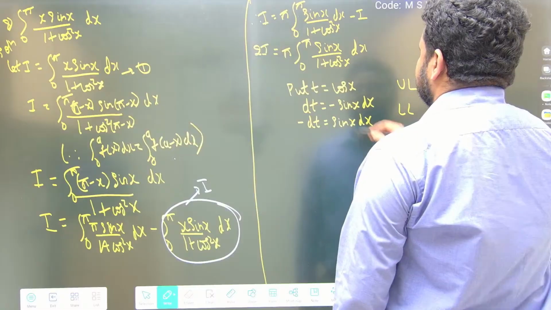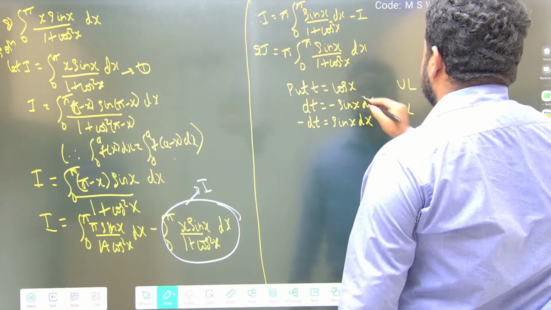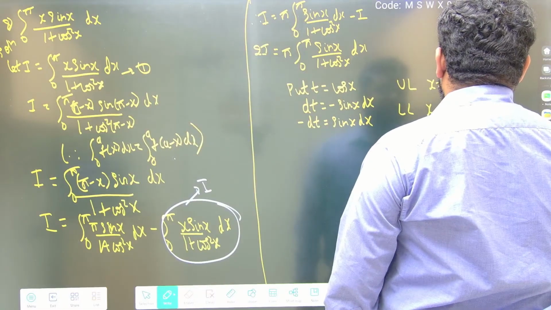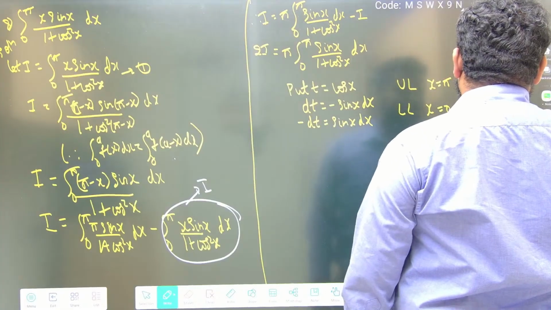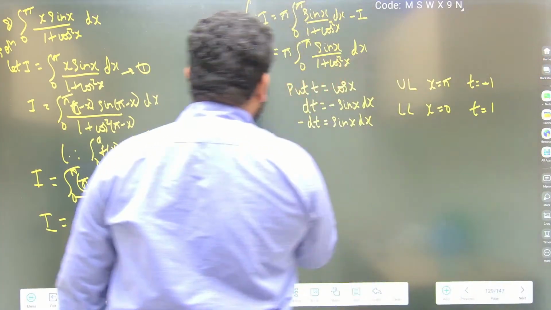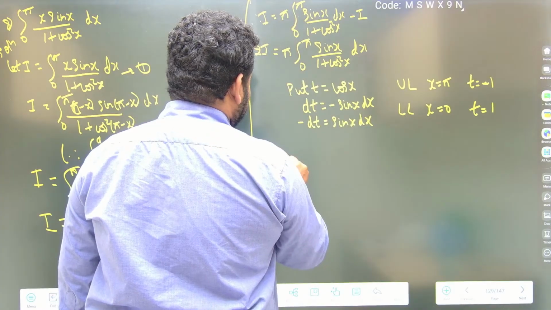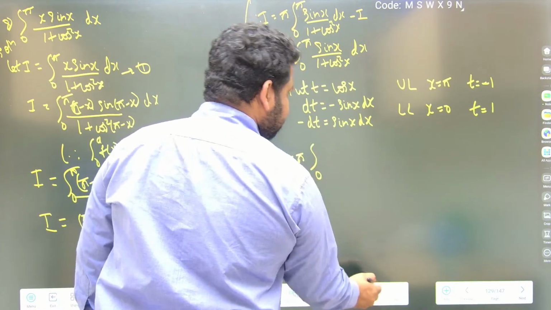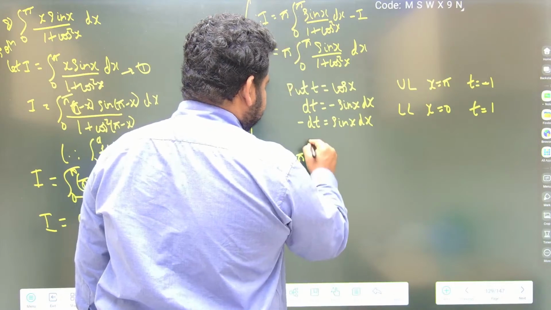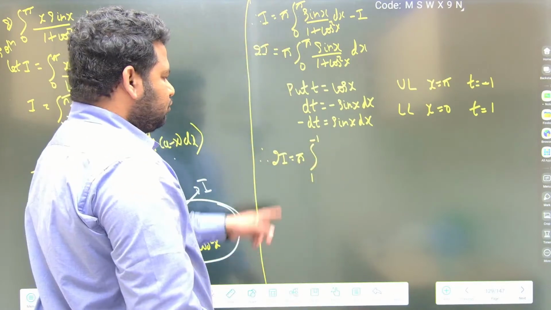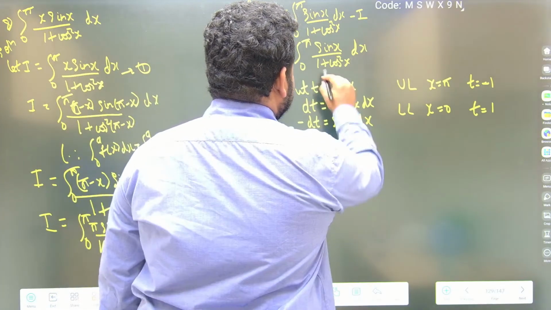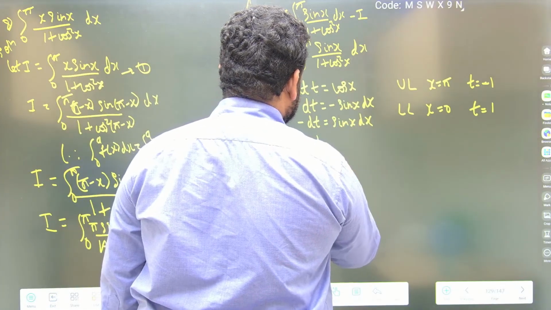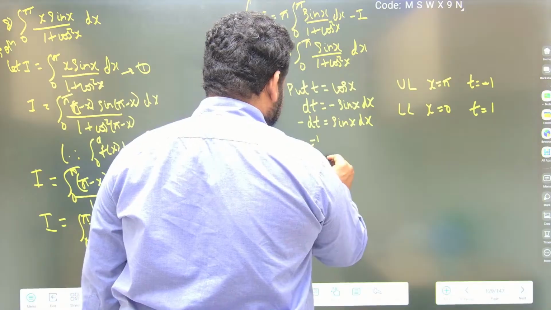Now lower limit 0. So x equal to 0 means t is equal to cos 0. Cos 0 is plus 1, so t is equal to 1. Therefore I will be equal to pi into, the lower limit is 1, upper limit is minus 1, 1 to minus 1. Sin x dx is minus dt. Let me write minus outside.